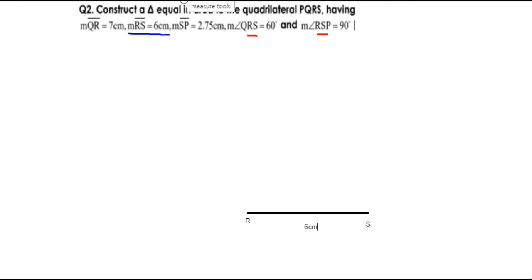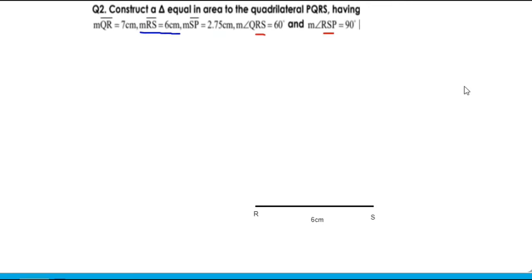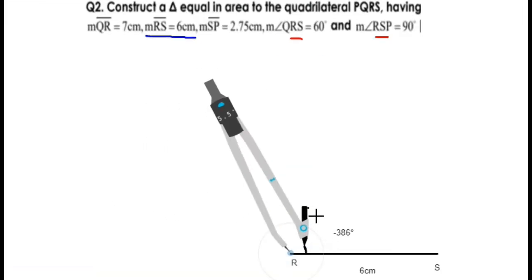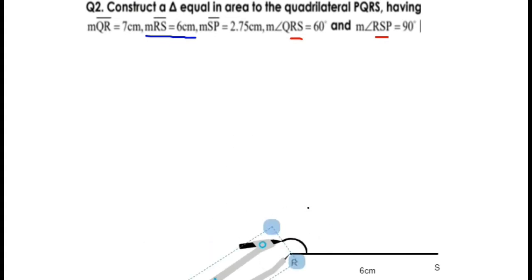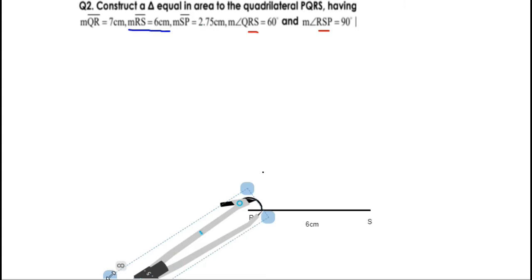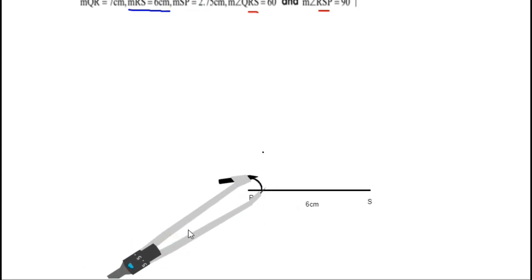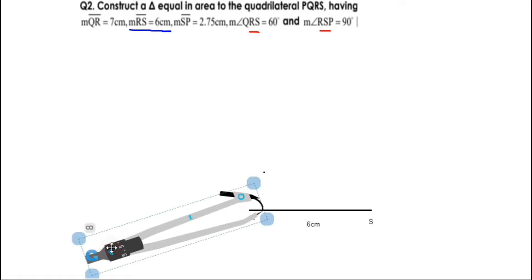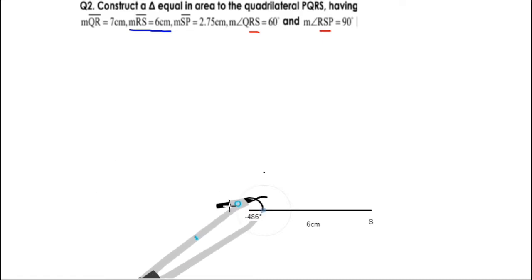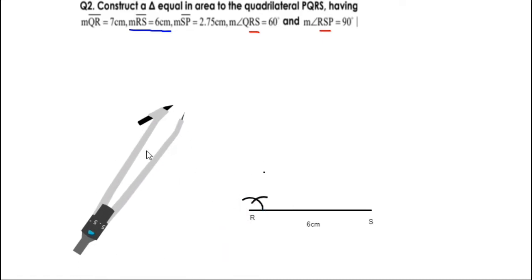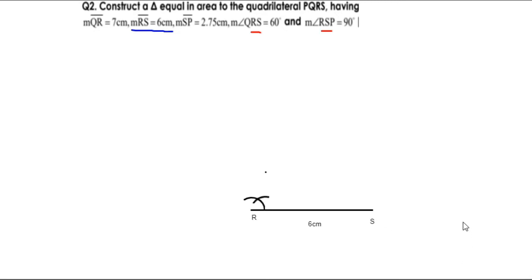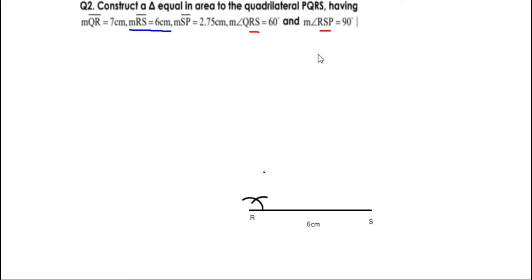Now let's choose the compass, and by taking R as a center, draw a 60 degree angle on R. Now adjust it. Now draw an arc. Now place the compass over here and adjust it. Now taking this as a center, draw another arc. Yes, now this is a 60 degree angle. Our angle we have drawn is 60 degrees.